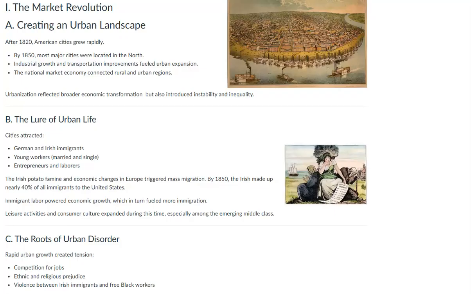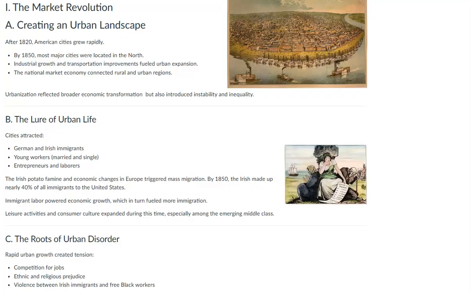A pull factor would be we are the land of opportunity. At least that's how we sold ourselves. There is enough land for everyone to go around. You can come here, you can start over, you can be fresh, and you can become rich. You can become a landowner. That is a pull factor. We are pulling people to the U.S. So by 1850, Irish immigrants made up nearly 40% of all immigrants to the United States because of that potato famine.